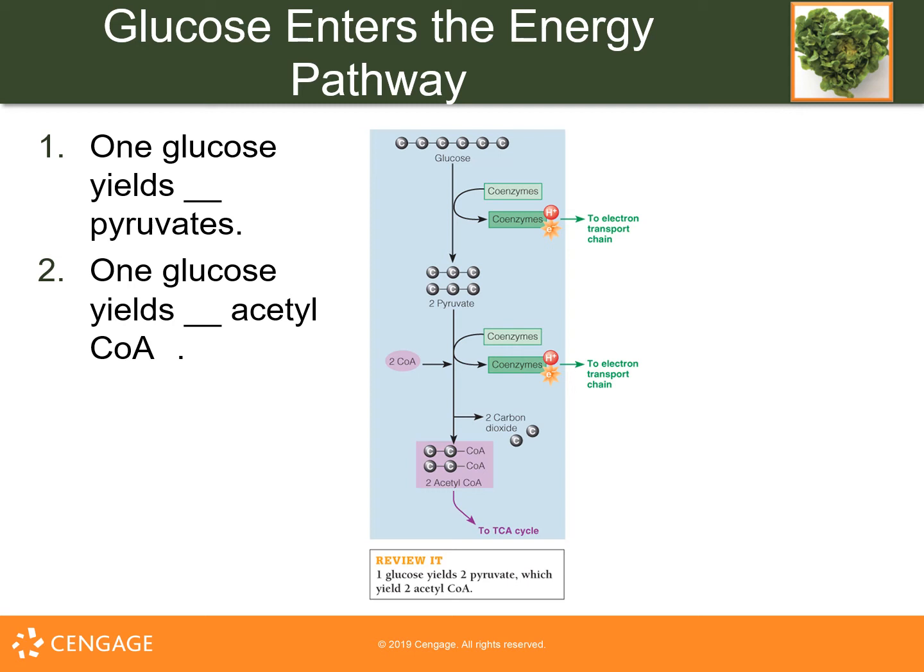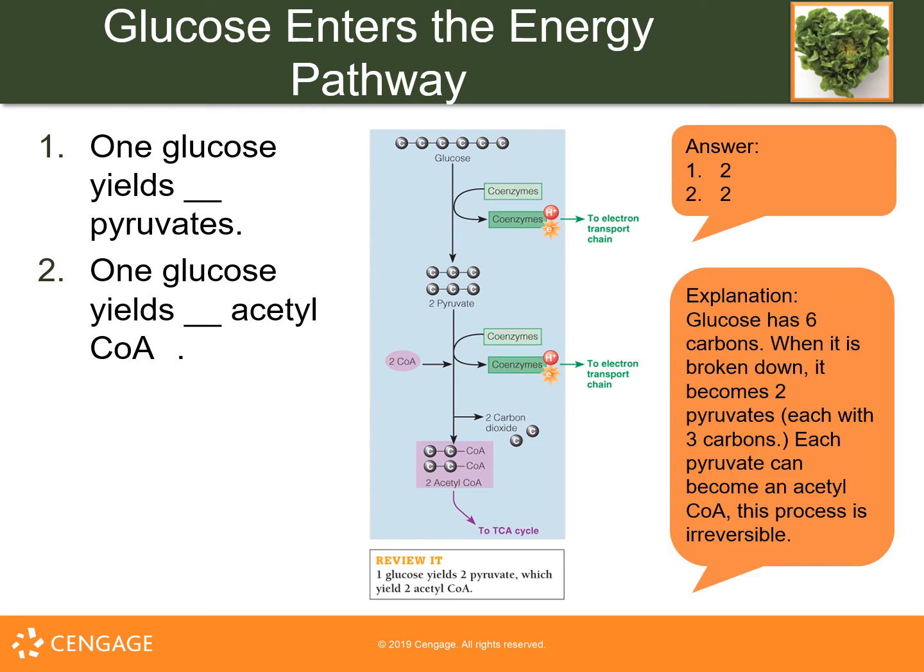Glucose enters the energy pathway. Question number 1. One glucose yields how many pyruvates? Question number 2. One glucose yields how many acetyl-CoA? The answer for both is 2. One glucose yields 2 pyruvates and one glucose yields 2 acetyl-CoA.